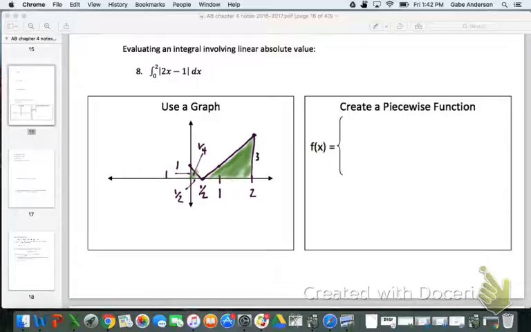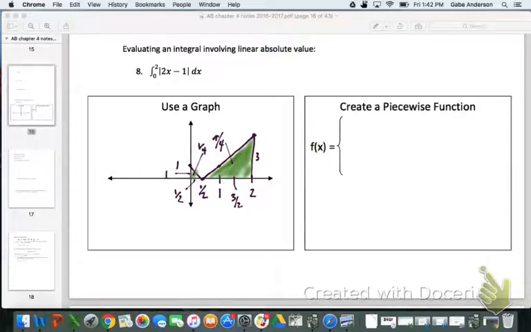And the base? 1.5, or maybe 3/2 would be a little bit easier to use. So I'll go with 3/2 for that base length. So what's the full area? 9/4? Yeah, 9/4. Okay, so here's what we could really do with this.